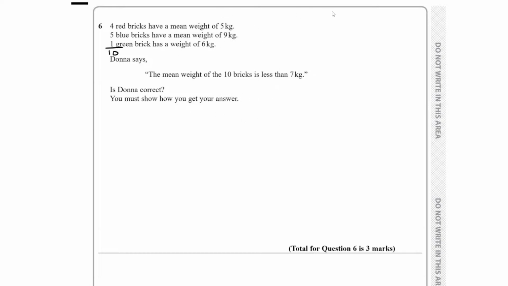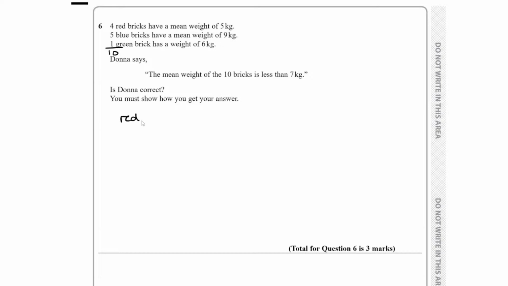Now, this is what in my head I call reversing the mean. The way that I would do it is I would work out the total weight of the red, the total weight of the blue, obviously the green is just 6, and add those together. Normally when you do the mean, you add them all up and then divide by how many there are. In this case, we know how many there are, and we know the mean. So instead of dividing, if I multiply, that's the opposite, isn't it?